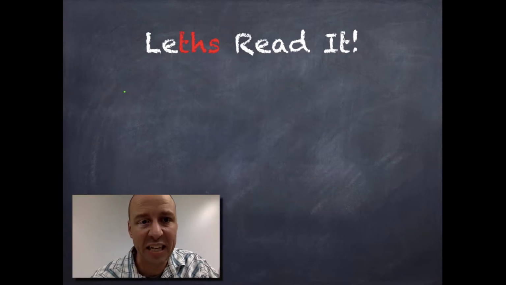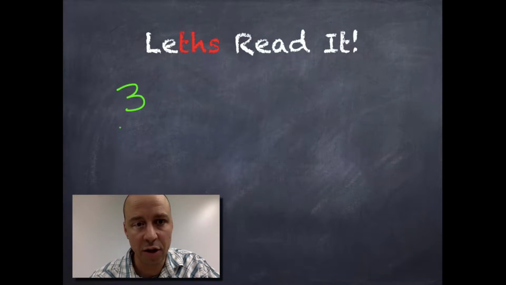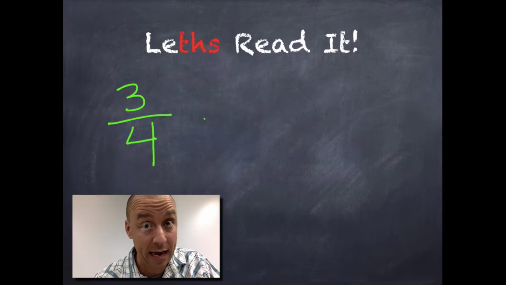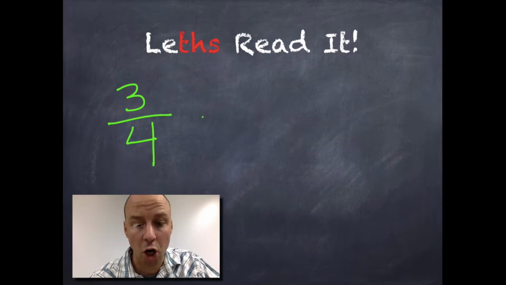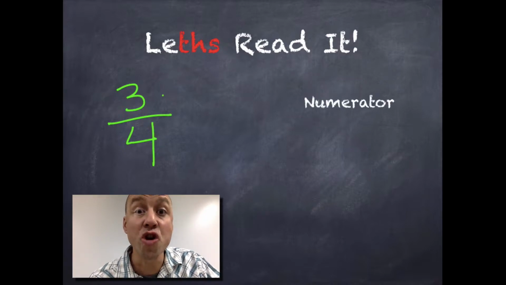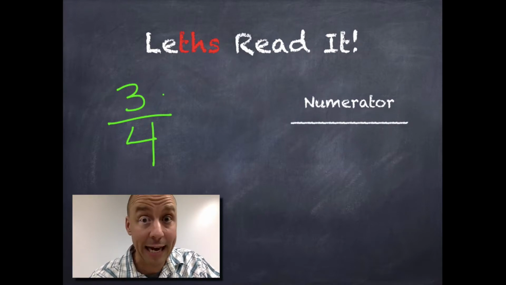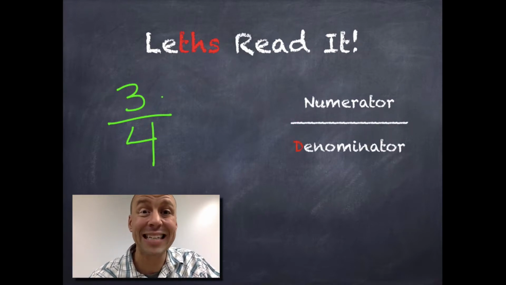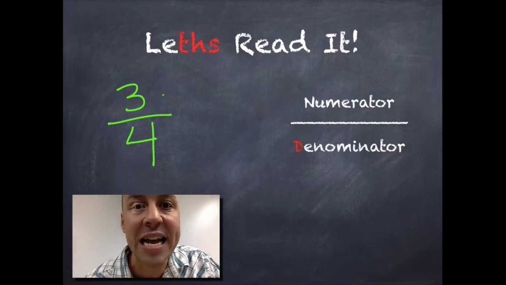All right, I'm going to start with a basic fraction. This is a fraction that you might see a lot. Now, I'm not going to read it yet. I'm going to read it in a minute. First, we're going to talk about the names of the parts. There's a number up top, there's a line, and there's a number at the bottom. So the number up top is called the numerator. Say that, numerator. And then there's a line, and the number on the bottom is called the denominator.